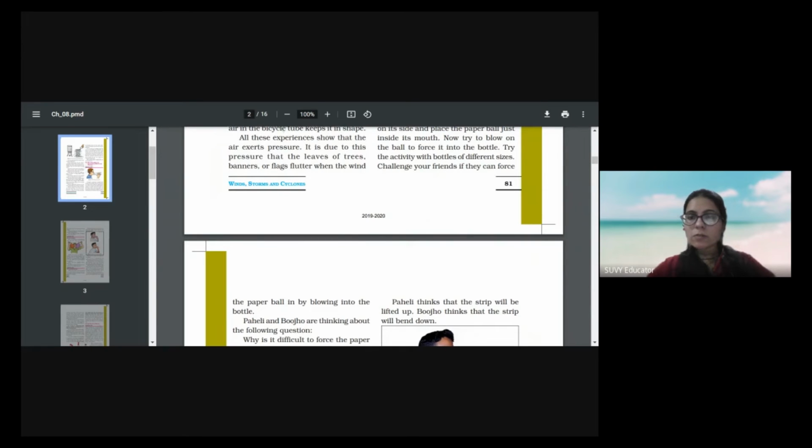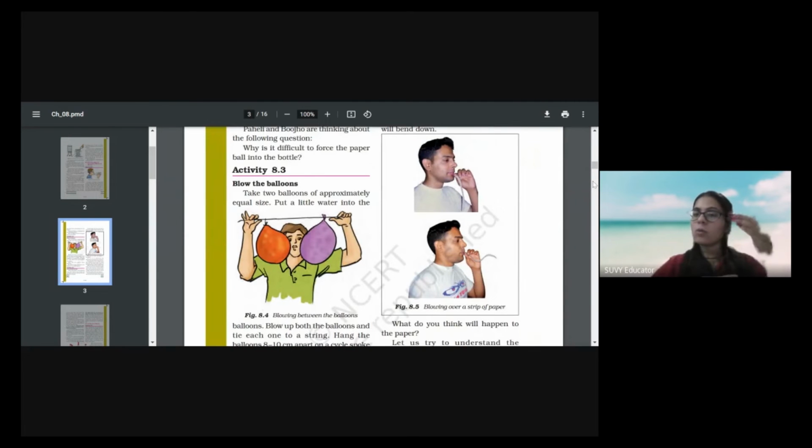Try the activities with bottles of different sizes. Why different sizes? Because different sizes will have different air pressure, and with the air pressure, the speed of the winds varies, you can see. So you can take the small bottle and then the big bottle. After blowing, you can check the air pressure and the wind speed, how these vary. Okay.